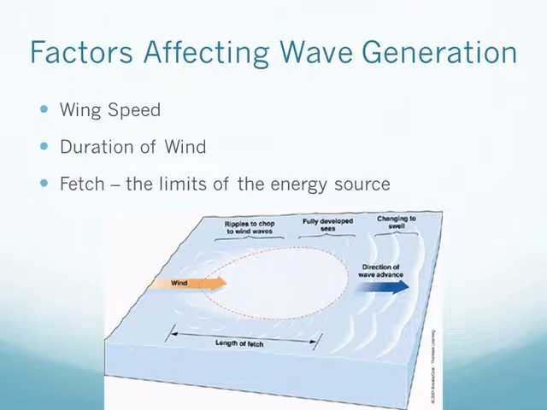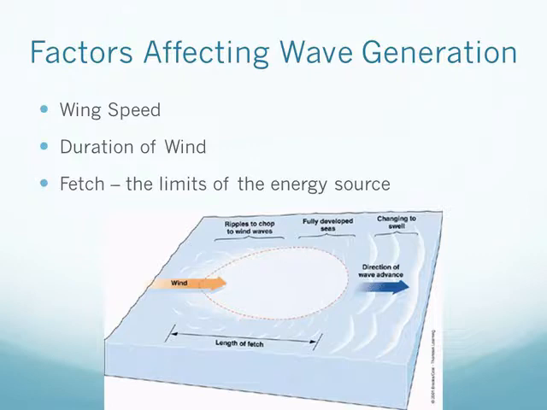Now, if the wind continues to blow over the ocean surface, it will continue to transfer its energy, and it will turn into ripples. Then, if the wind continues to blow, it will turn into chop, which will then turn into wind waves, which will then turn into fully developed seas, and finally you'll get swells. The area in which the wind imparts energy to the water is known as the fetch.